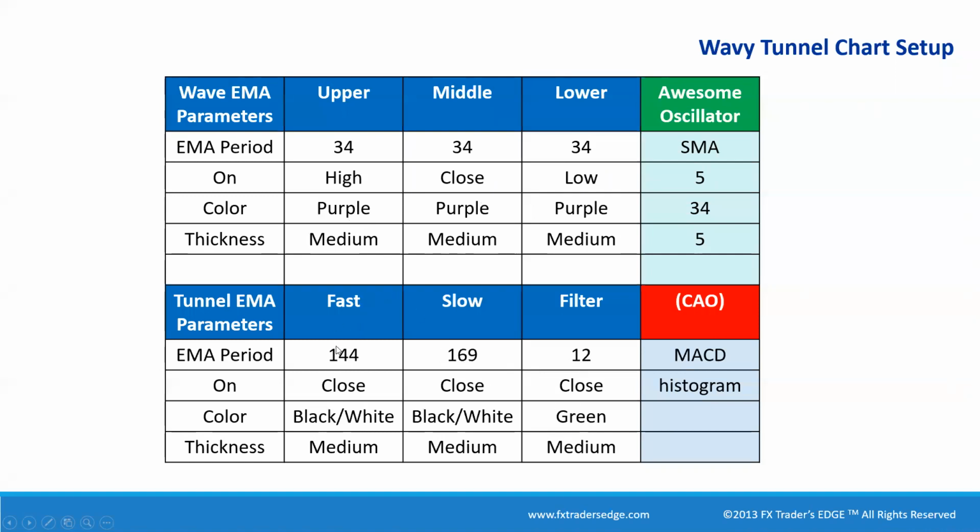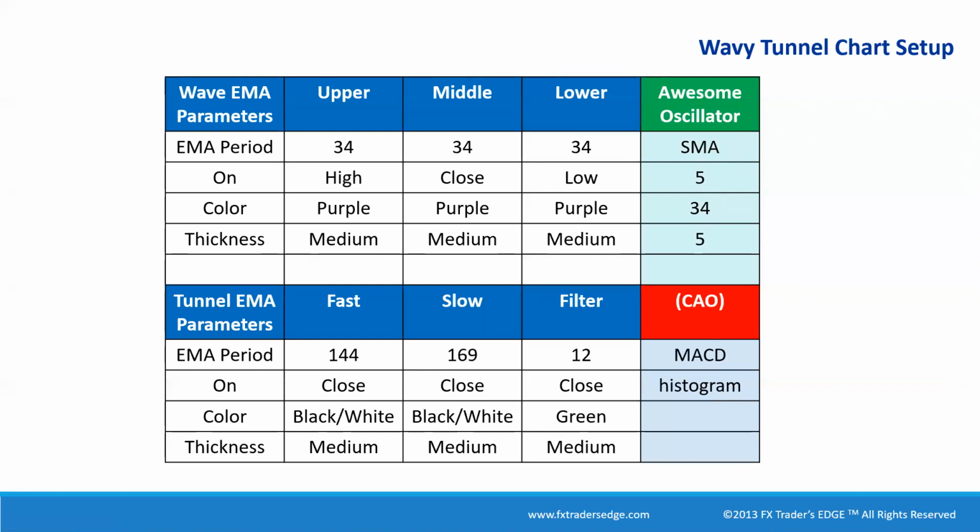Okay, and the tunnel is in black if you're on a white background, and white if you're on a black background. So this is to keep it consistent in terms of colors. The Awesome Oscillator is the 5-34-5 Awesome Oscillator. It's a MACD histogram, and we use a 5 simple moving average on top of the oscillator.